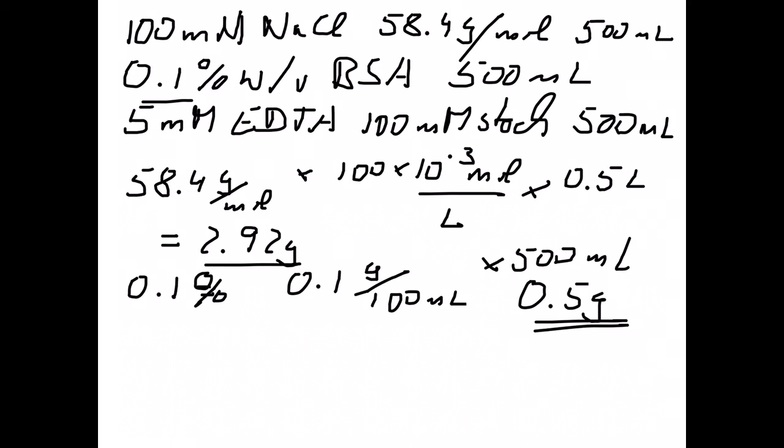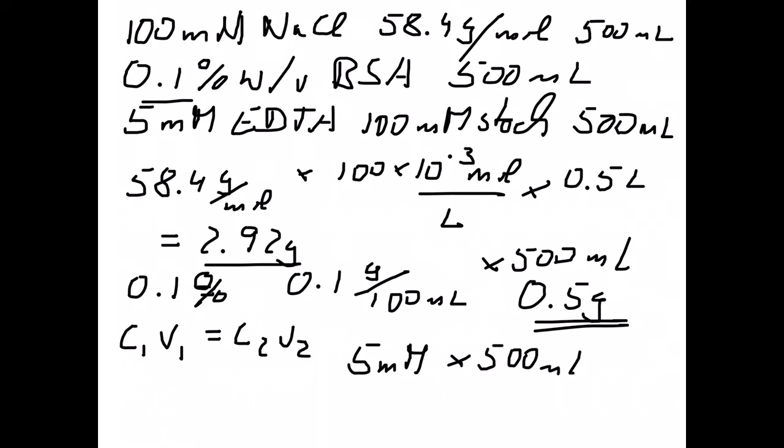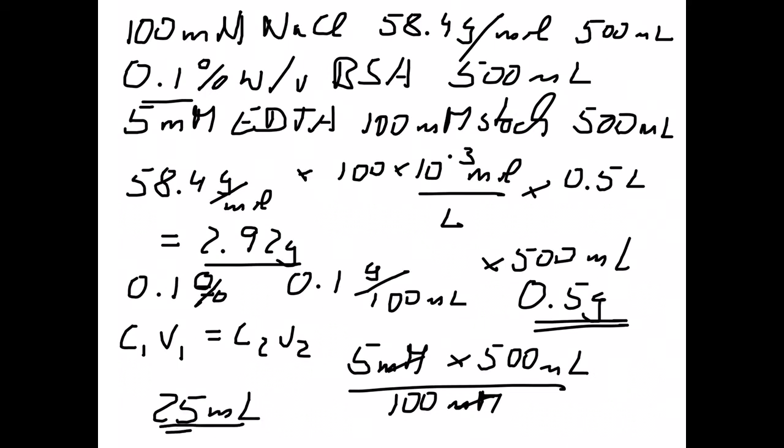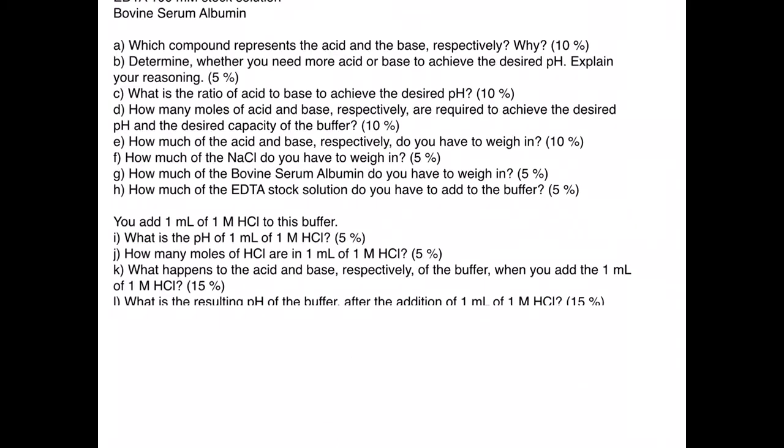And for the EDTA, we can use, for example, C1V1 equals C2V2 or doctor divided by pharmacy. So we have 5 millimolar stock. We want 500 milliliter, but we only have 100 millimolar stock, and what this gives us is 25 milliliter of the EDTA solution. Now let's look at the rest of the questions here.